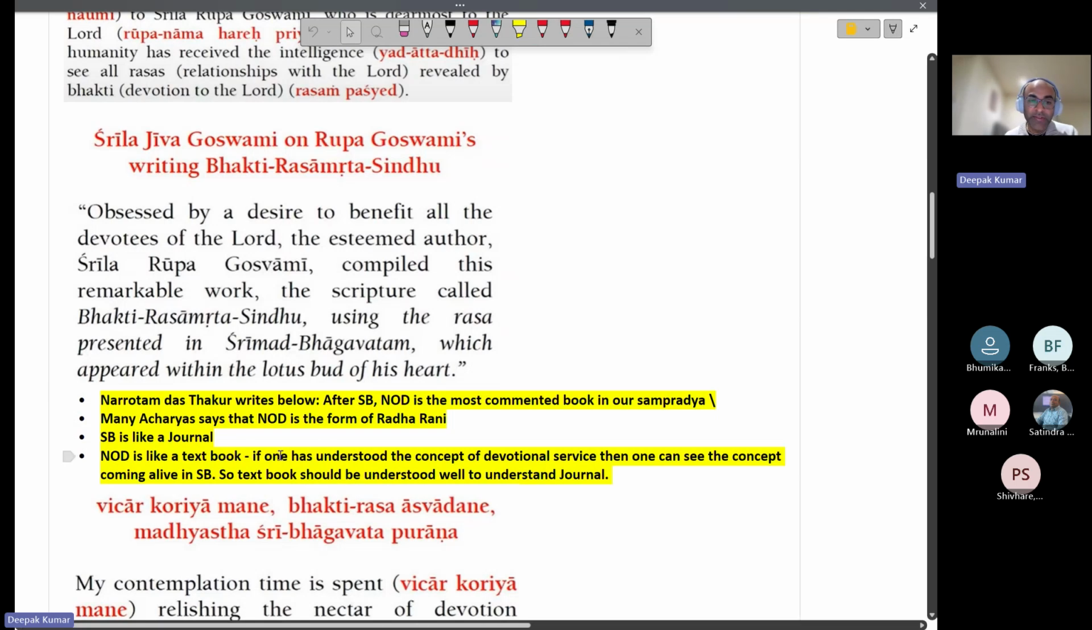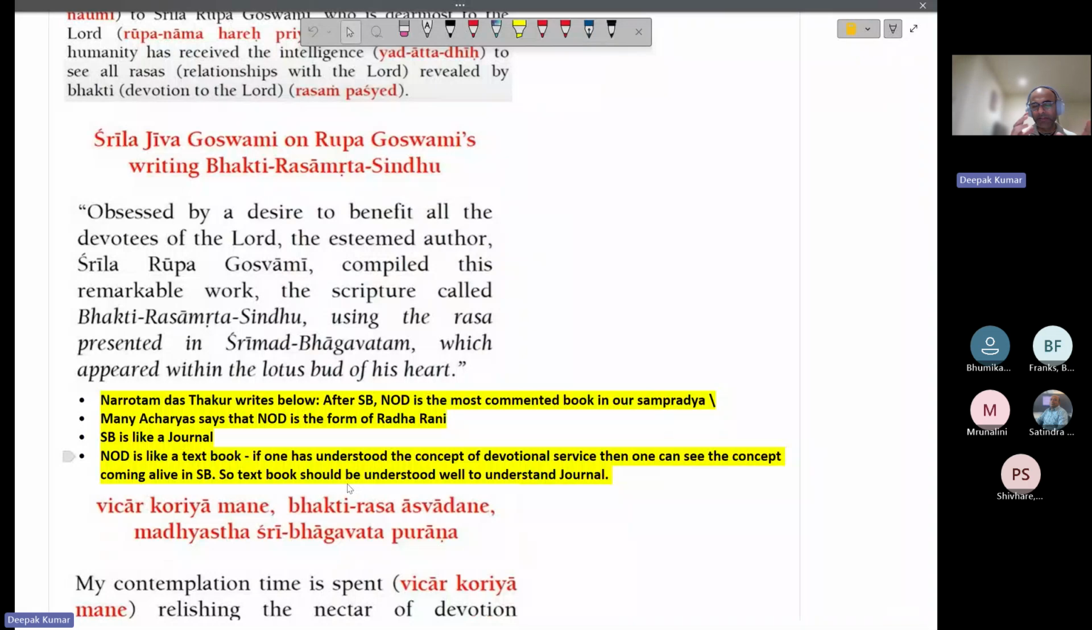And many acharyas say, and these are my notes, okay, that the Nectar of Devotion is the form of Radharani. Just like Srimad Bhagavatam is like a journal, right? It is like, okay, this is how you love. Nectar of Devotion is like a textbook, right? If one has understood the concept of devotional service, then one can see the concept coming alive in Srimad Bhagavatam.